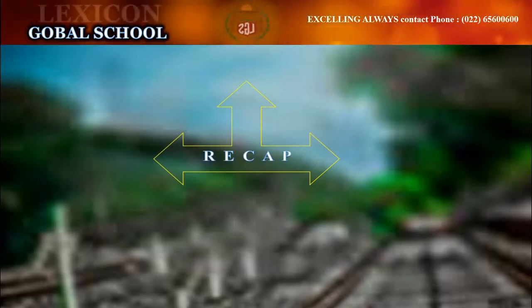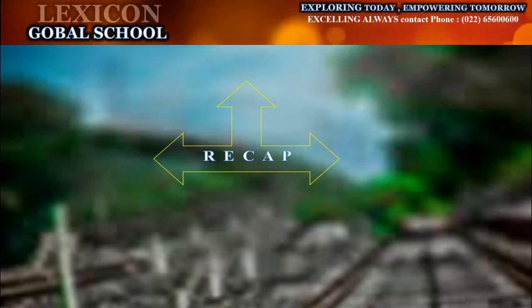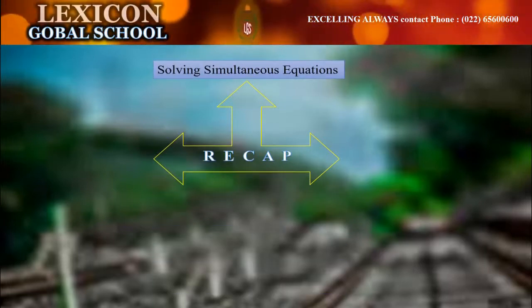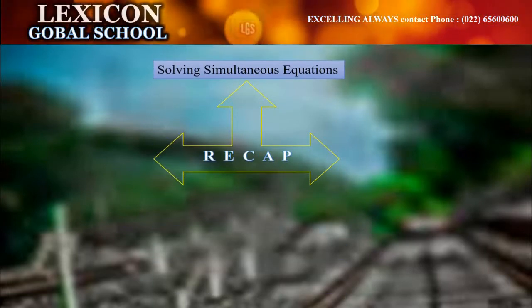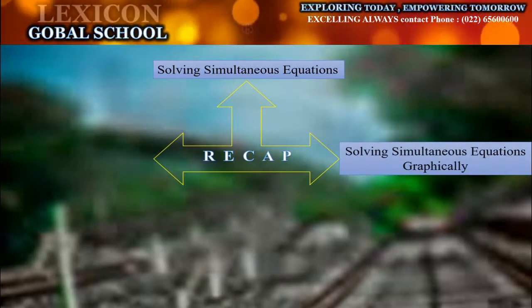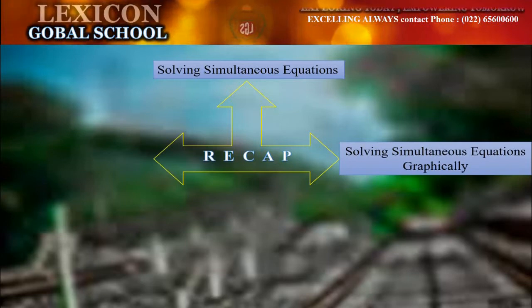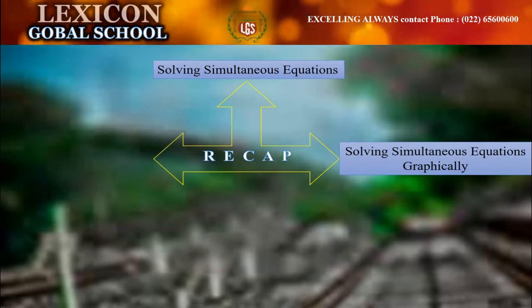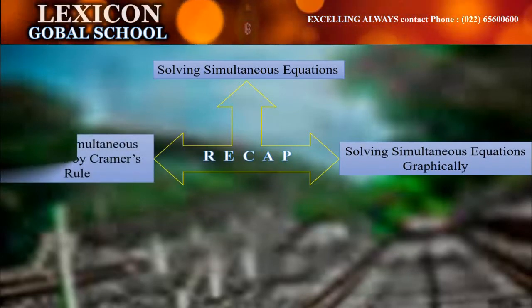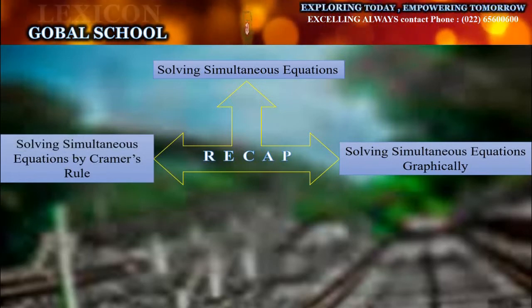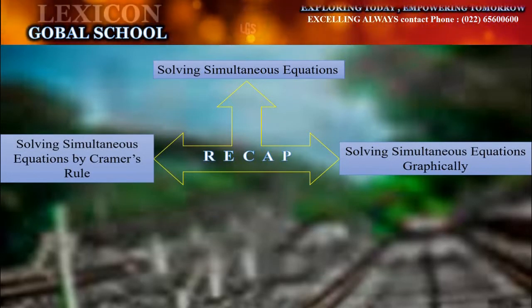Class, as you all are aware, we have completed 3 of our exercises. What did we learn in our 3 exercises? Let us first do a recap. In the first exercise, we learned about solving simultaneous equations. Then, we learned to solve simultaneous equations graphically. We also studied how to solve simultaneous equations by using Cramer's rule.